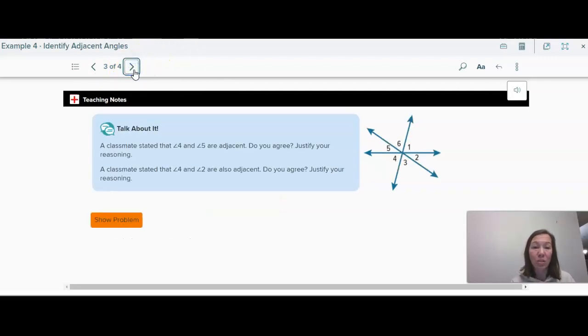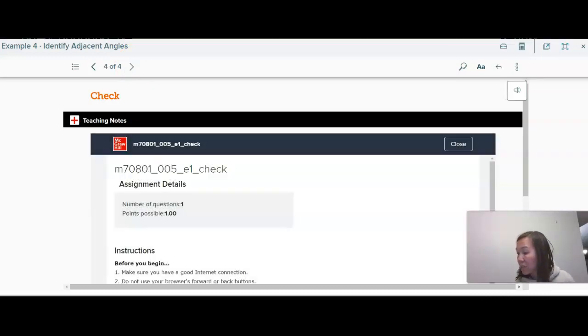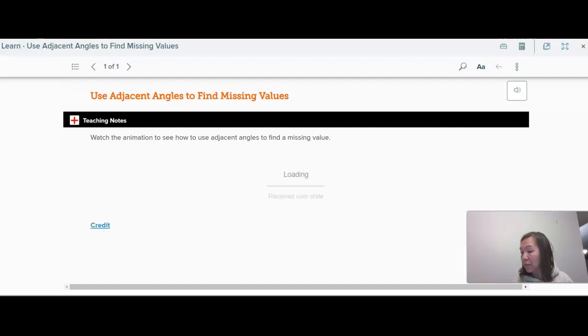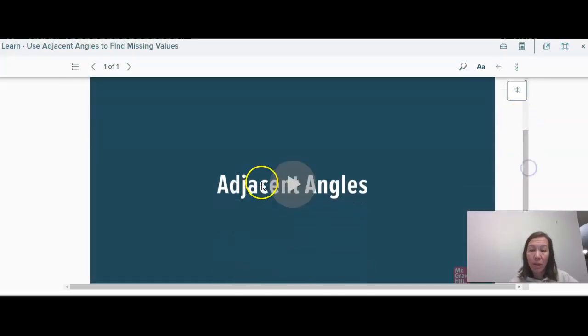Again, just means next to. A classmate said that 4 and 5 are adjacent. Do you agree? Yes. 4 and 2, not adjacent. So you guys try the check problem on the top of page 391. Select all the angles that are adjacent to angle 3. And then let's look at this next example. Watch this quick video, and then I'll come back.